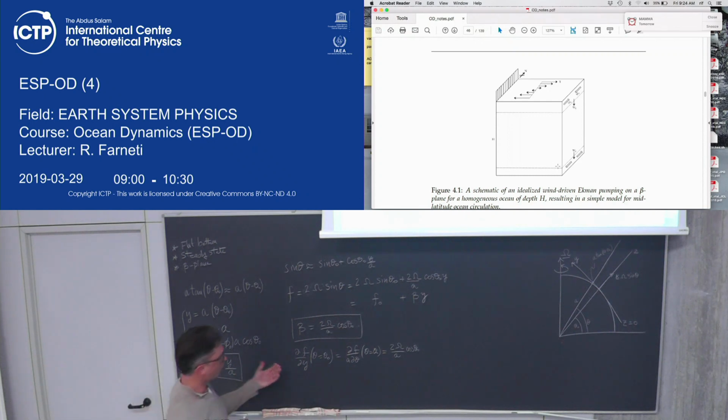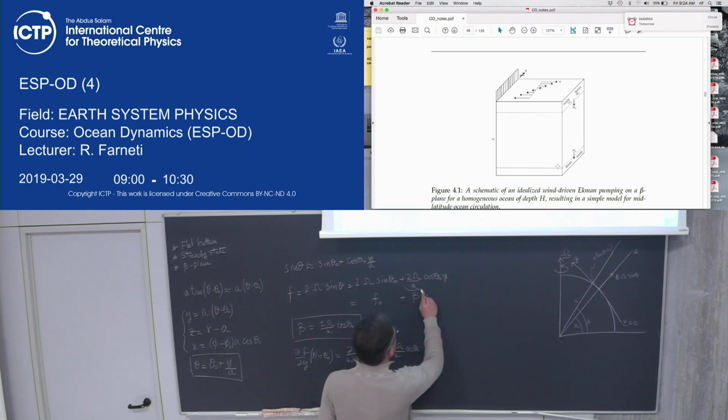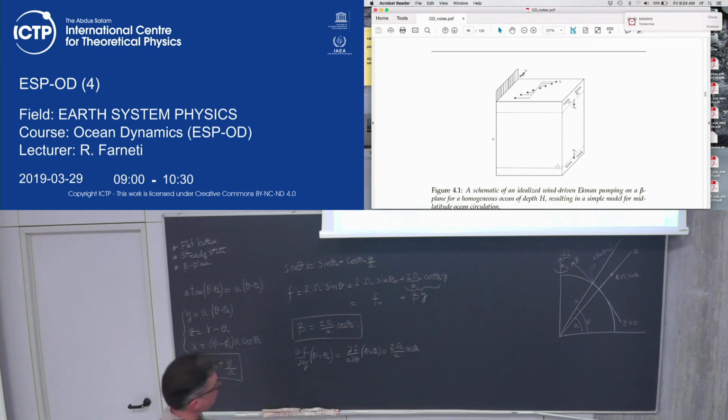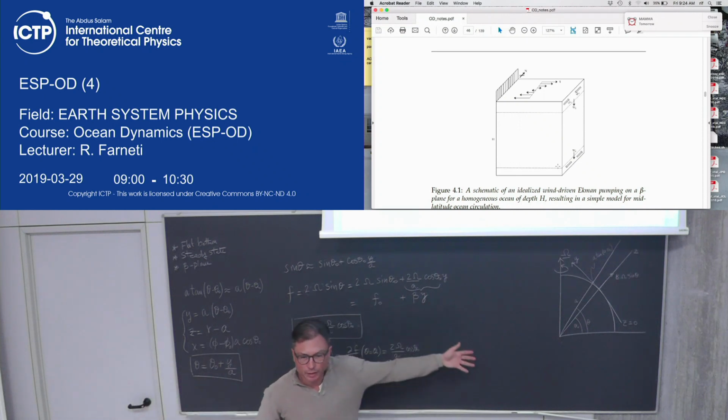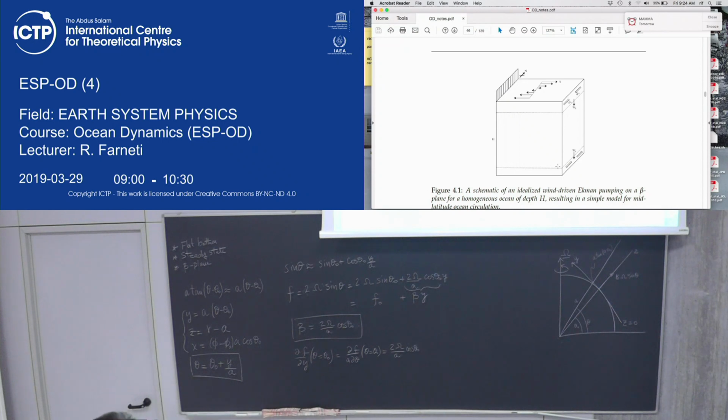Okay, so beta is nothing but the meridional gradient of the planetary vorticity. And so it is what gives you the meridional dependence on latitude of all the equations that we're going to use. You're probably saying the beta plane is f equals f naught plus beta y, but this is where it's coming from.